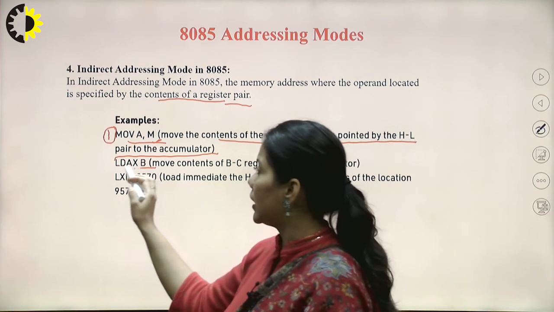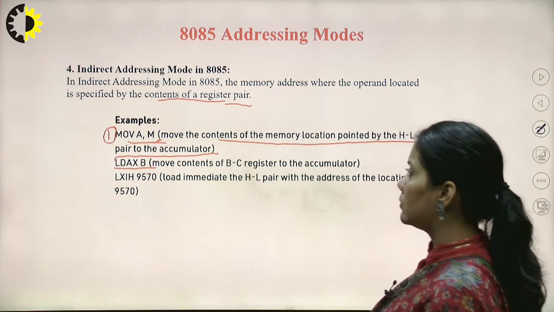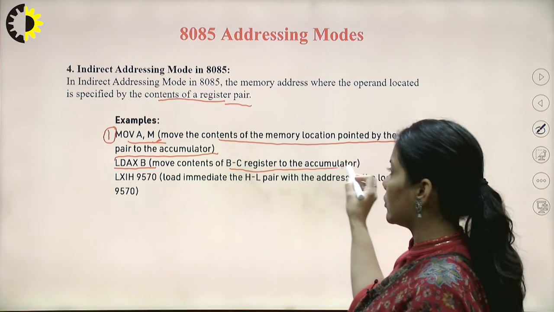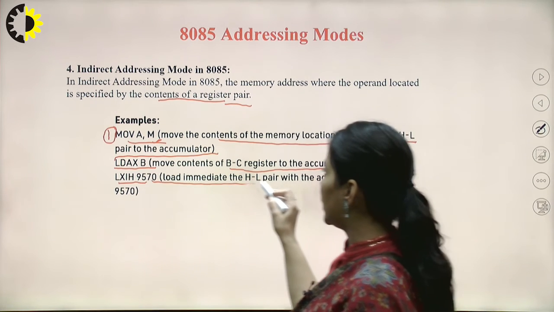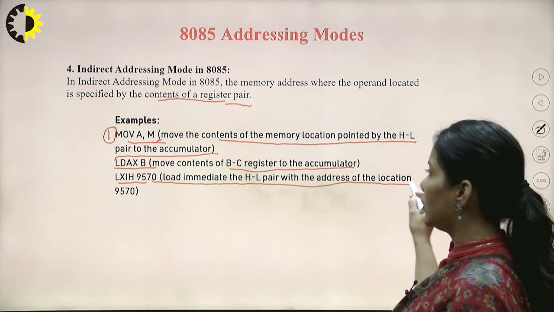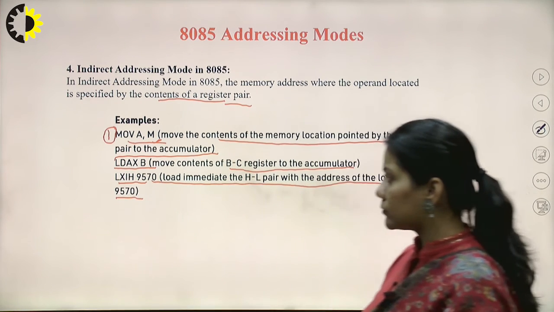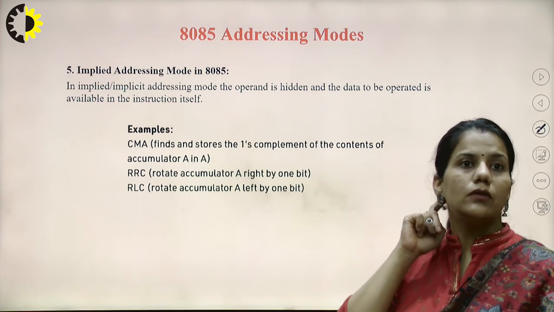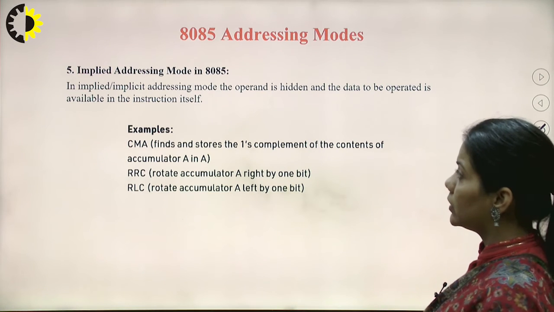Similarly, LDAX B loads the accumulator with the data from the memory location pointed to by the BC register pair. Again, LXI H loads the HL pair immediately with the address of the location 9570.